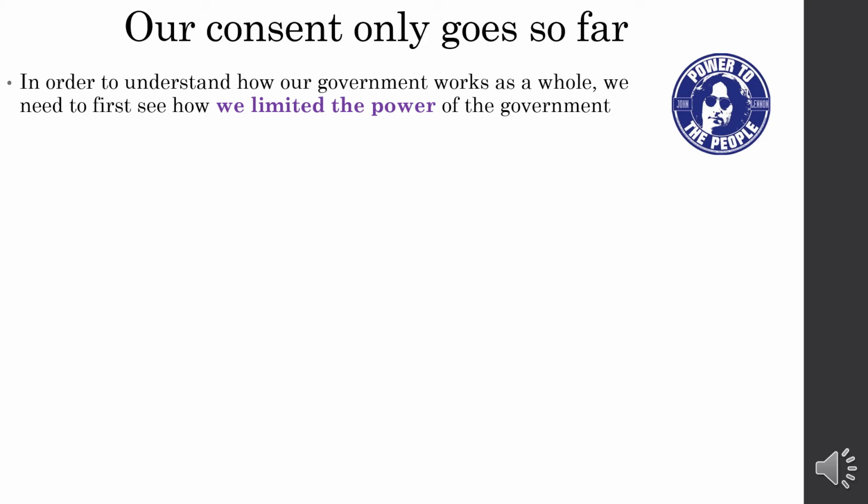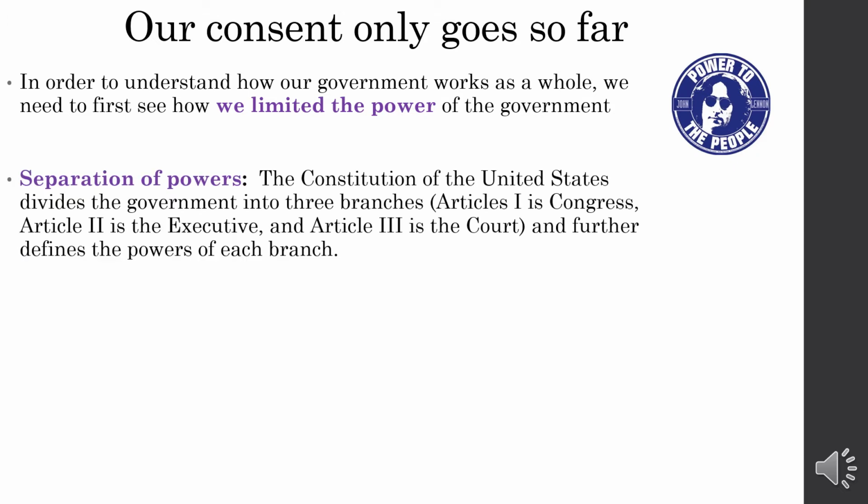Well, here's how we limited the power of government. We created separation of powers. The Constitution of the United States divides the government into 3 branches. And yes, you can actually think of separation of powers as 3 branches on a tree of government. Article 1 is Congress, Article 2 is the Executive, and Article 3 is the Court. And we further define the powers of each branch.